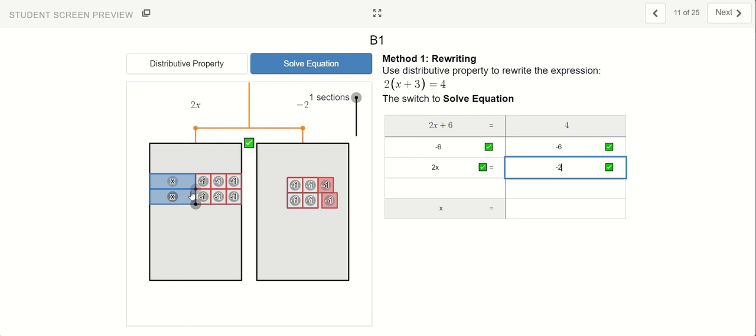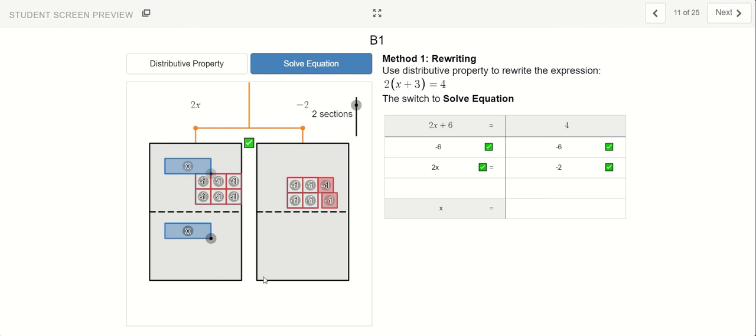So from there, since I have multiple x's, the next thing I can do is divide this into 2 groups. Let's split up these x's, divided by 2. But whatever I do to one side, I need to divide these into 2 groups. Divide these into 2. So divide by 2. X equals negative 1.